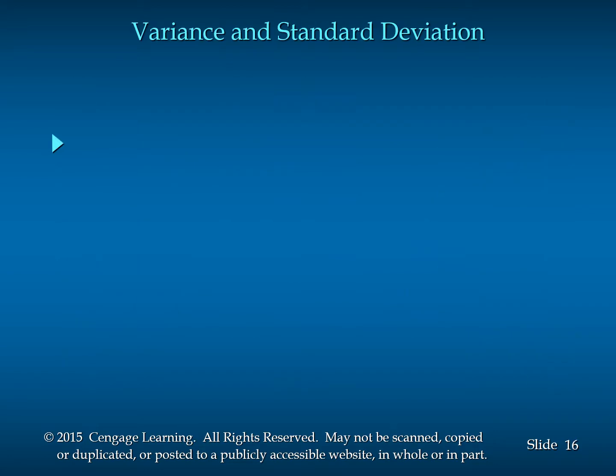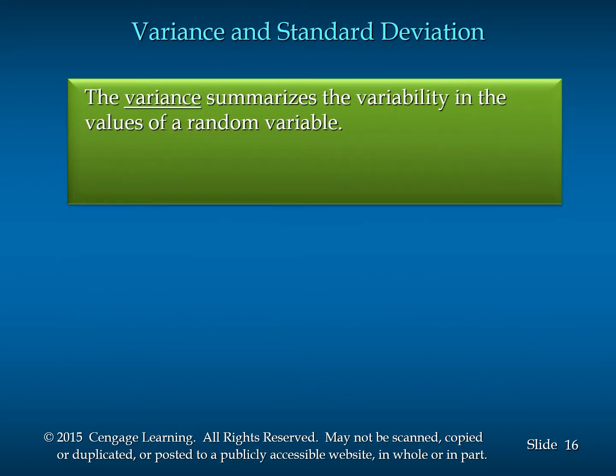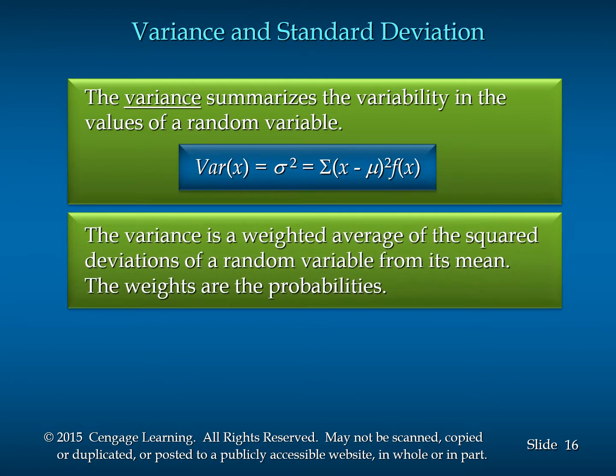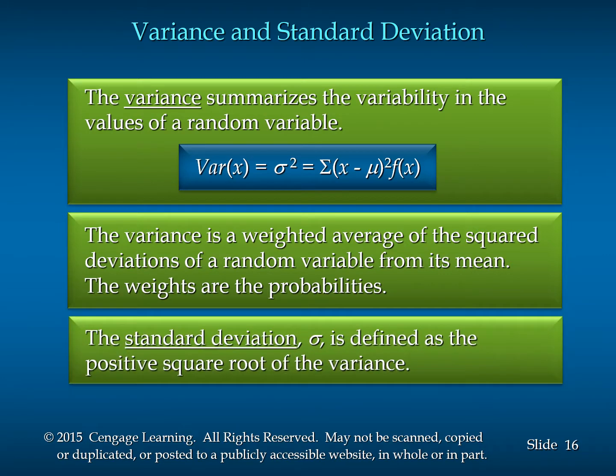We can also calculate the variance of the distribution with this formula. Variance is the weighted average of the squared deviations of the random variable from its mean, and the weights are the probabilities. And the standard deviation, as you remember, is simply this positive square root of the variance.